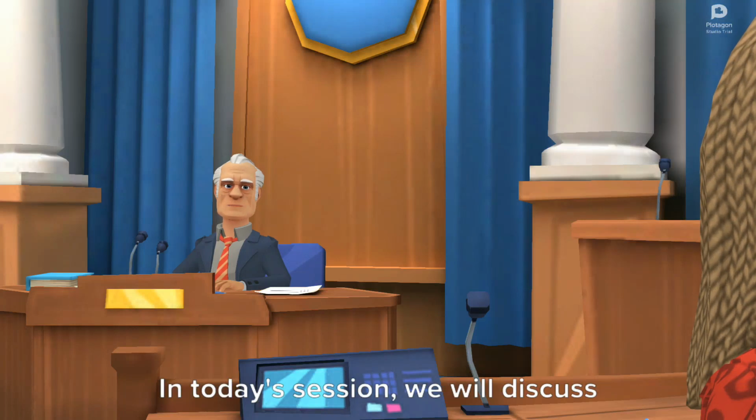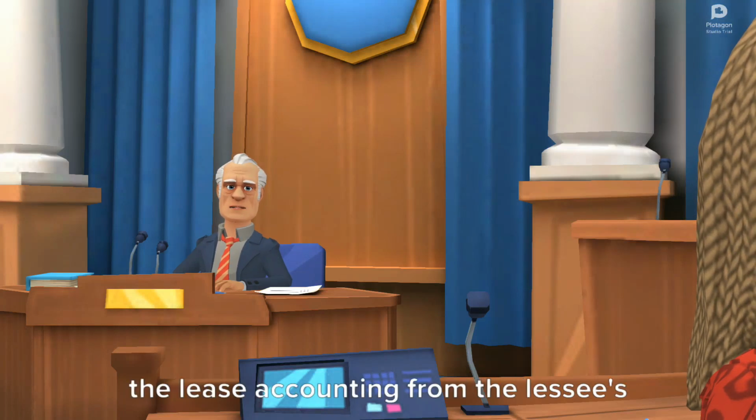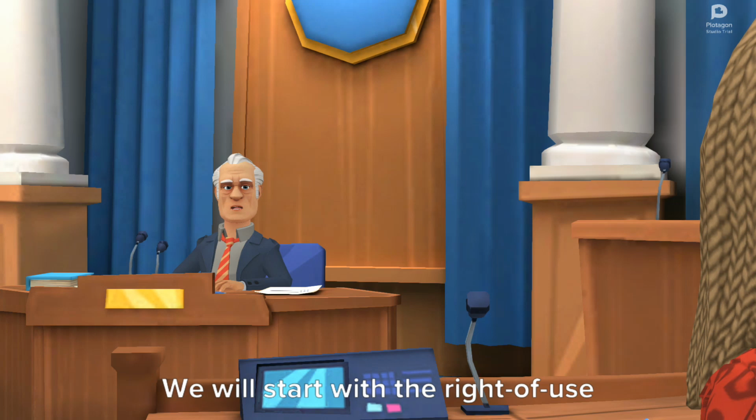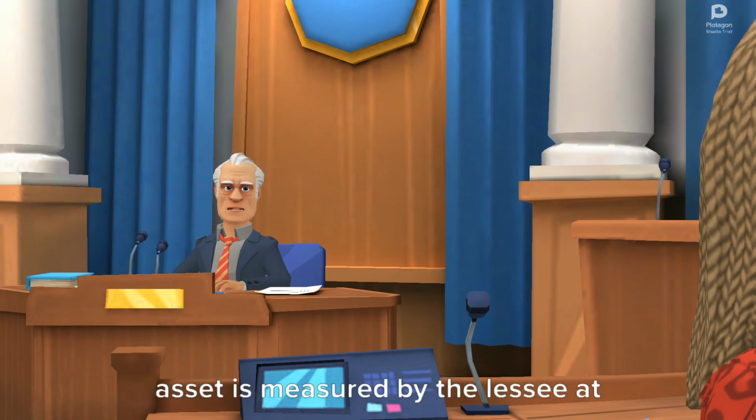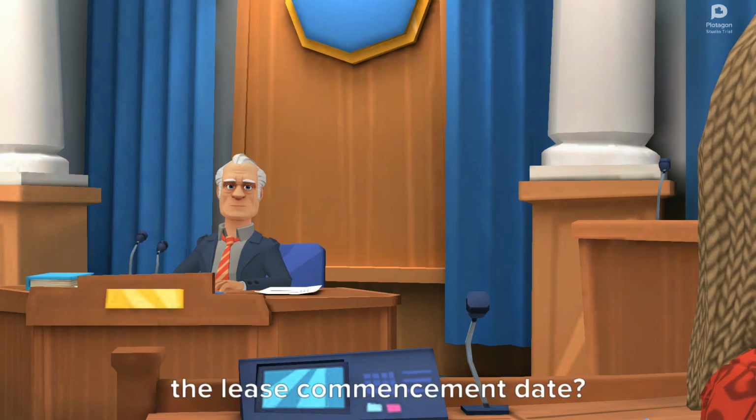In today's session, we will discuss lease accounting from the lessee's perspective. We will start with the right-of-use asset. The question is, how is a right-of-use asset measured by the lessee at the lease commencement date?